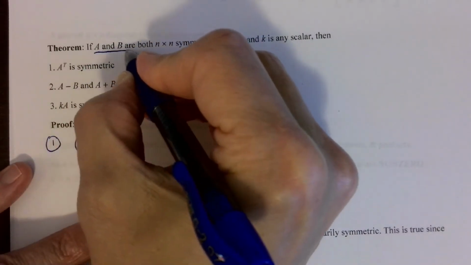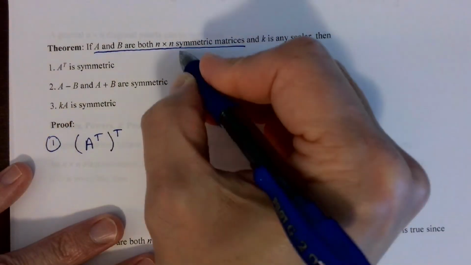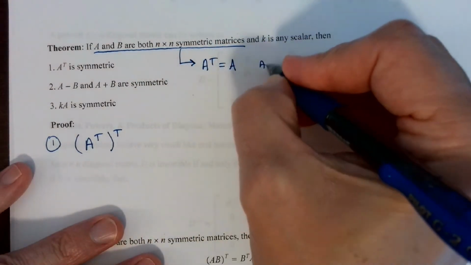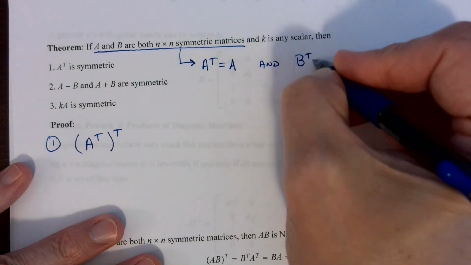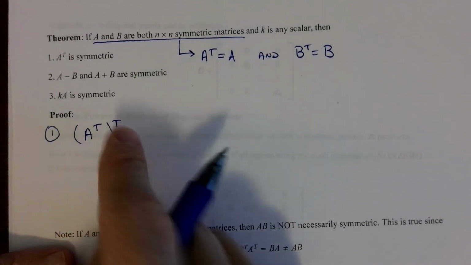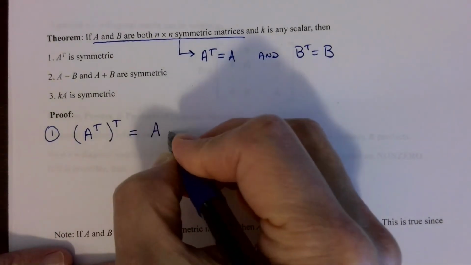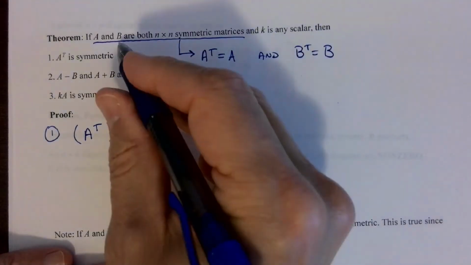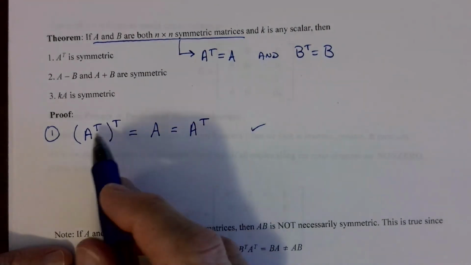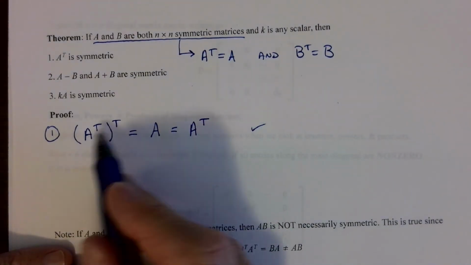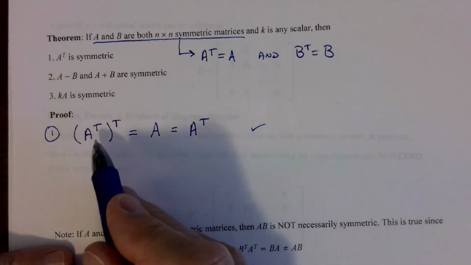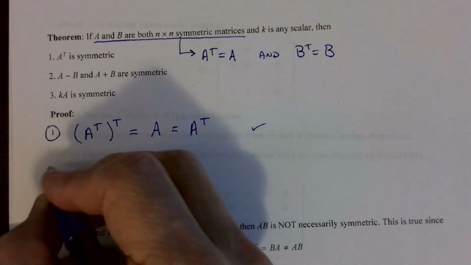Now notice that the premise is that A and B are both symmetric matrices. And so, of course, from this we know that A transpose is A and B transpose is B. But what happens when I take A transpose and transpose again? I get back to the matrix A. But A, since A is symmetric, is A transpose. And there's the proof. Simple as that, right? Take the transpose of A transpose, and what do I get back? A transpose. That's what symmetric means. Take the transpose. If you get back the original matrix, it is symmetric.